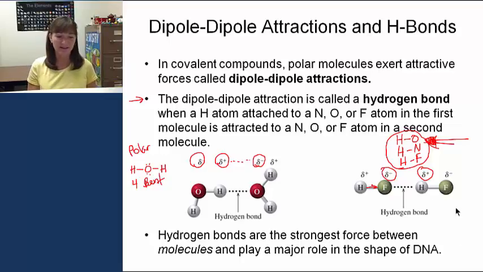Now, keep in mind I have italicized molecules here because molecules are between nonmetals and nonmetals, your covalent compounds. When we talk about ionic attractions, those are actually the strongest. The cation and the anion sticking together is very strong. Remember, they have high melting and boiling points. But if we're talking about just molecules, hydrogen bonding is the strongest attractive force holding those together, and they play a major role in how DNA is shaped.